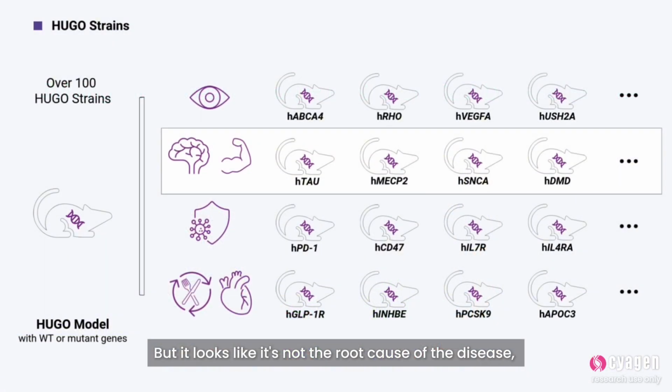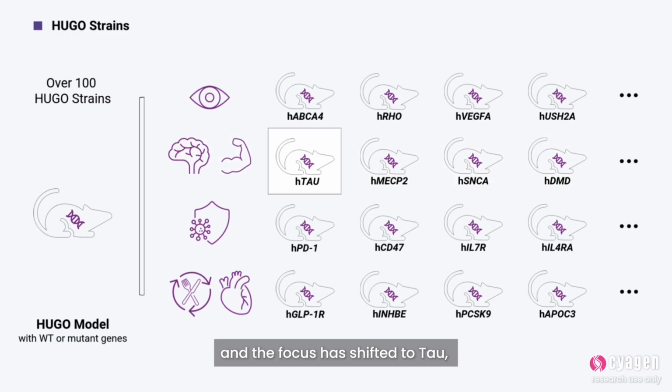Today we're going to focus on the neural diseases. So today we're going to talk about Alzheimer's disease, AD, and the mouse models from these two famous pathologies, the A-beta pathology and the Tau pathology. I guess previously a lot of people were focusing on the A-beta pathology, getting rid of the plaques. But it looks like it's not the root cause of the disease, and people are shifting focus to Tau, which we're going to talk about today.